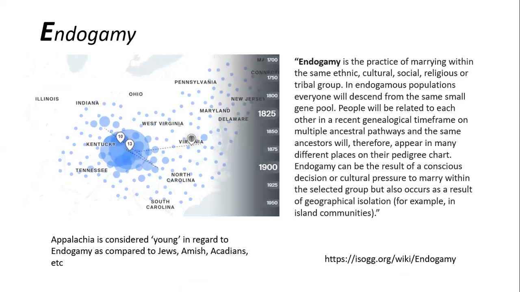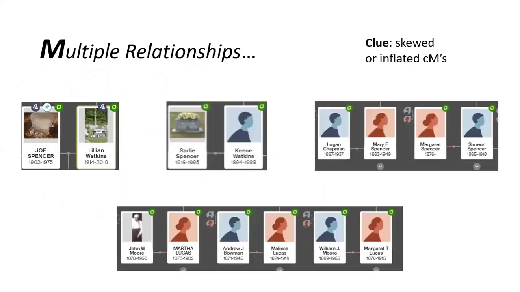Endogamy. You've heard of endogamy a lot of times. That's probably the first one that kind of came out. And that's basically where the same ethnic, cultural, social, religious, or tribal group came together, intermarried, and stayed with each other. Appalachia falls under that. I'm not sure which is the right pronunciation, even after living up there for a while. It's considered young compared to the Jews or the Amish or the Acadians, etc. But it is still where you have multiple skewed centimorgans being passed down.